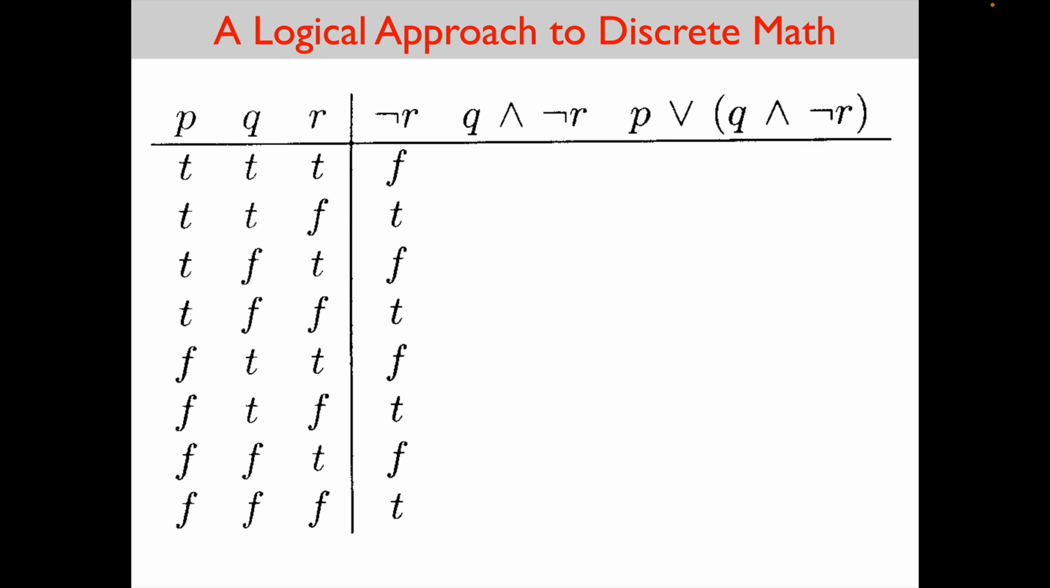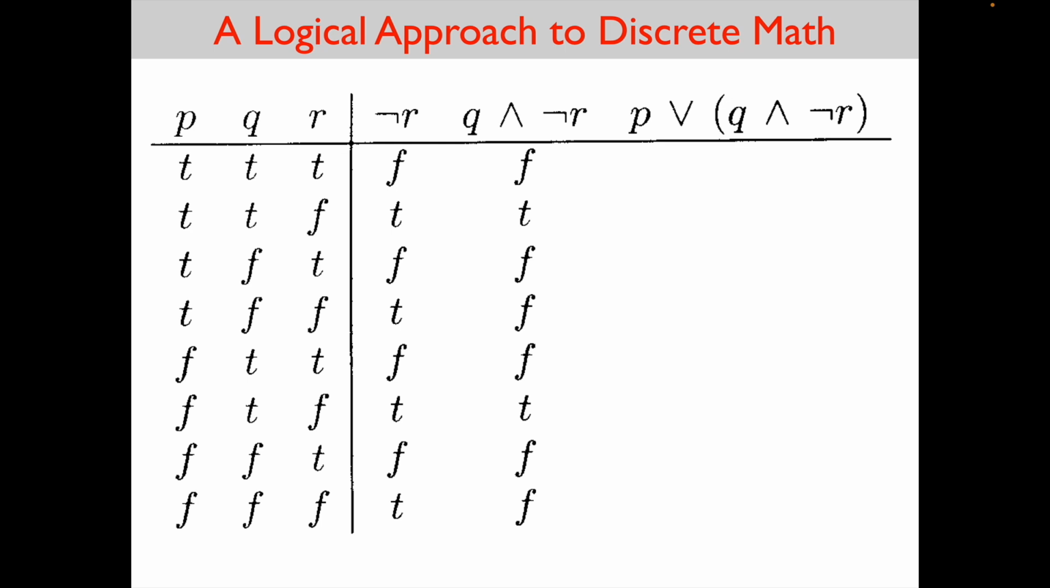Well, what you have to do is you take the column for Q, and you take the column for not R, and you AND them. Now, what's the rule for AND? They both have to be true in order to be true. So can you anticipate what the column for Q and not R is here? Pause for a minute and see if you can figure out what this next column is. Okay, you should have gotten this. False, true, false, false, false, true, false, false.